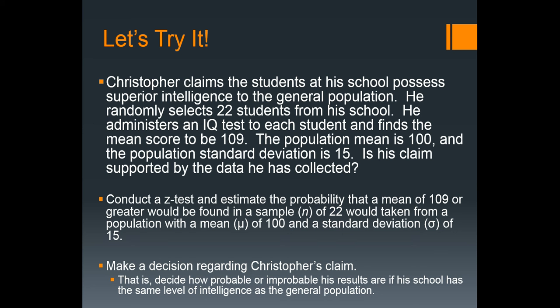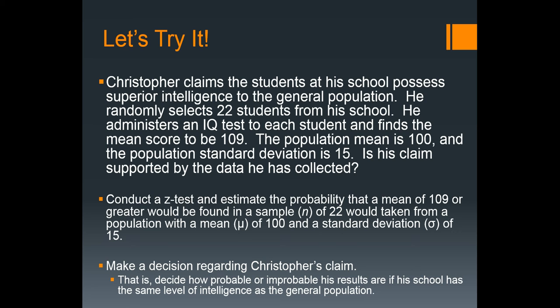So let's try it. Let's compute one of these. Let's say someone named Christopher. This is obviously just made-up data, but Christopher claims the students at his school possess superior intelligence to the general population. He randomly selects 22 students from his school. He administers an IQ test to each student and finds the mean score to be 109. The population mean for this IQ test is 100, and the population standard deviation is known to be 15. Is his claim supported by the data?